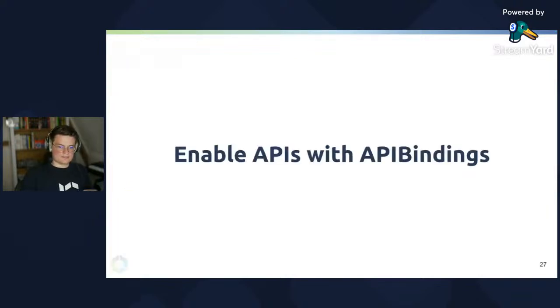Okay, that is the producer side, the service provider side. Now let's talk about the consumer side. The consumer side creates something that is called an API binding. And that basically does the following thing.